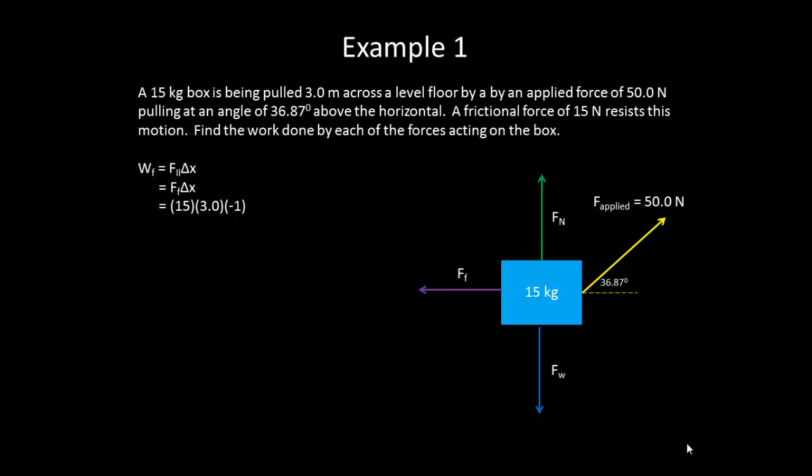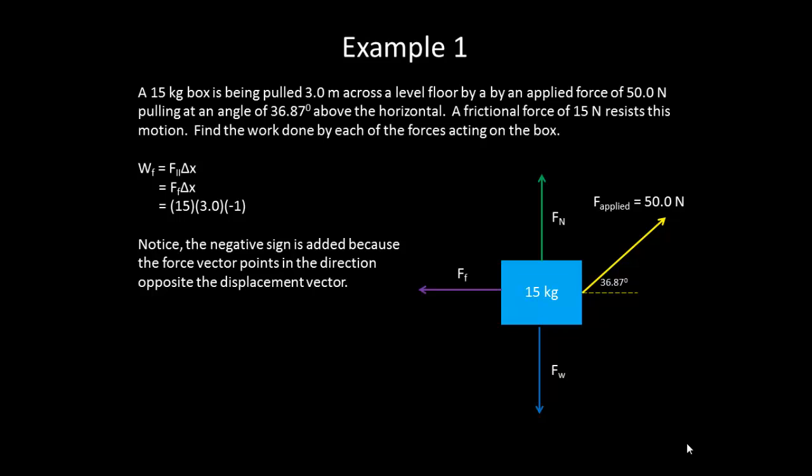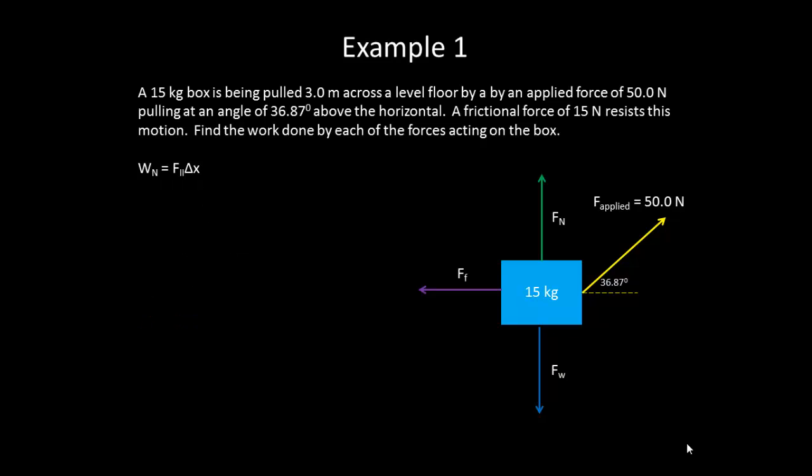Now, let's find the work done by friction. The frictional force is 15 newtons times our displacement, and again we're going to multiply by the -1 to represent that the force vector points in the opposite direction of the displacement vector, and we get the work done by friction as -45 joules. Now, the work done by the normal force is going to be 0 because the normal force is perpendicular to the displacement. There is not a parallel component. This will also be true for the work done by the weight.